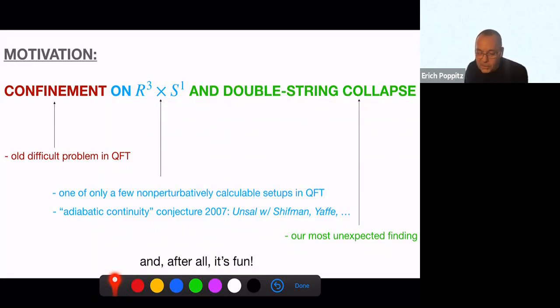The double string collapse is in the title because it's our most unexpected finding. I will describe it to you, and I don't know what to make of it. It's a strange feature. I don't know how to understand it analytically, but we're pretty confident it's true.